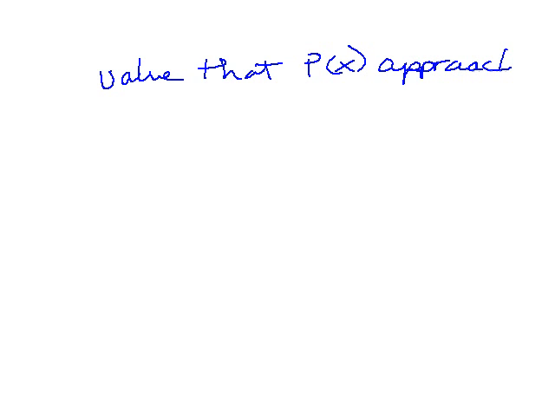So we want to know the value that the polynomial p of x approaches. It doesn't have to get there, it just has to get close enough to it. That is the value that p of x approaches as x goes to plus and minus infinity. We're not talking about the polynomial, we're talking about a rational function.